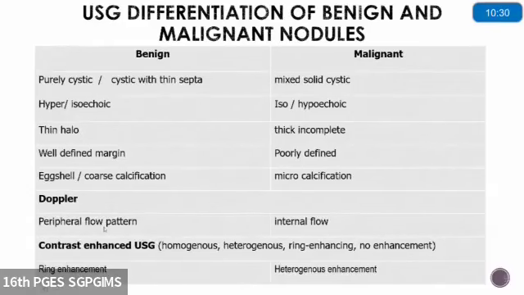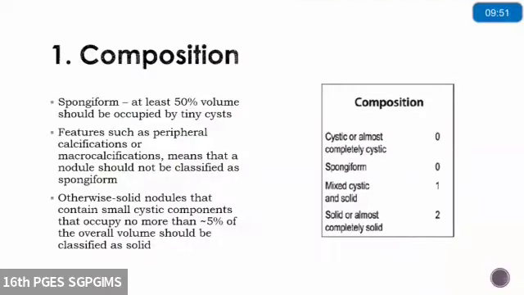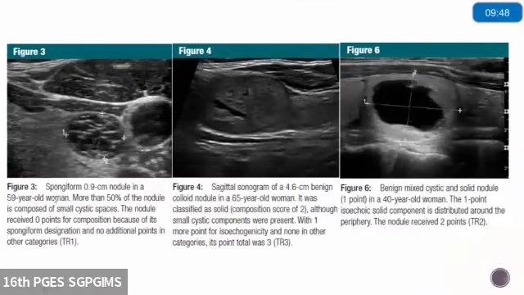So the basic features which discriminate between the benign and malignant nodules. The benign nodules mostly are purely cystic or cystic with thin septa. Malignant ones are mostly mixed solid and cystic. If the nodule is hyperechoic, more echogenicity, then it is probably benign. If it goes towards darker side, it is more malignant. Then the well-defined margins, big calcifications point towards benignity, and malignancies by microcalcifications, the punctate echogenic foci, they are more towards the malignant side. So quickly, the conventional ultrasonographic features.